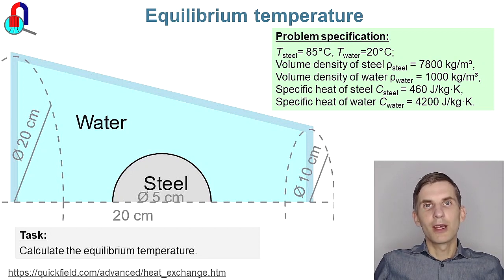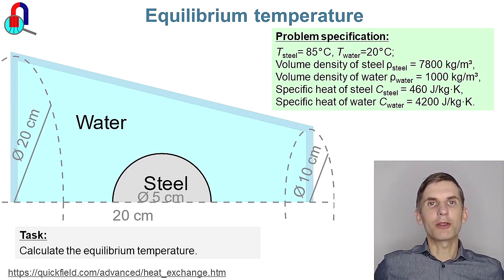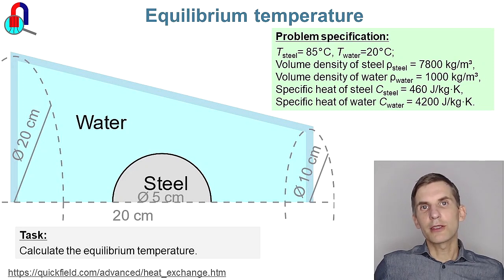Equilibrium temperature. The hot steel sphere is submerged into the bucket with the cold water. The task is to calculate the equilibrium temperature. This is a classic problem that you might have encountered in a school physics book. The sphere initial temperature is 85 degrees Celsius and the water temperature is 20 degrees Celsius.